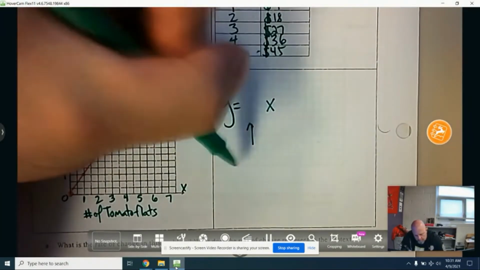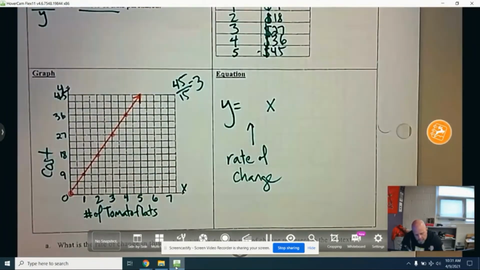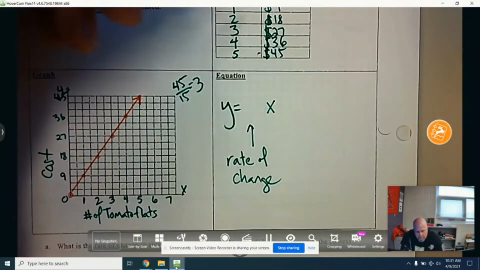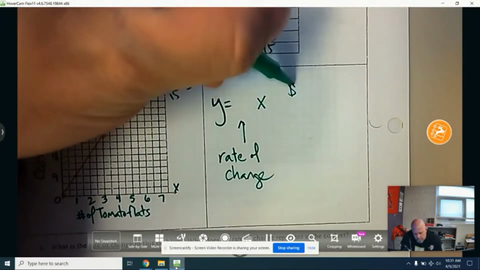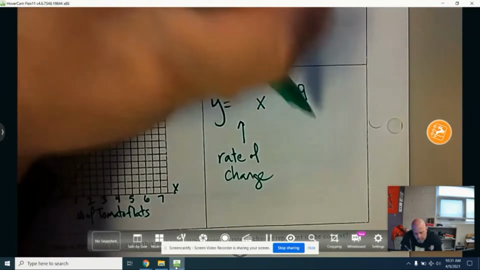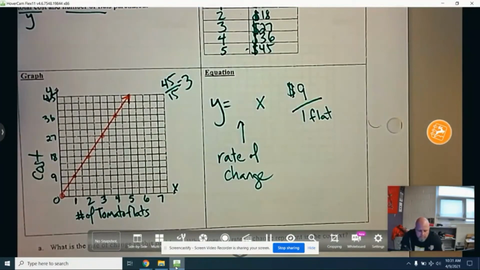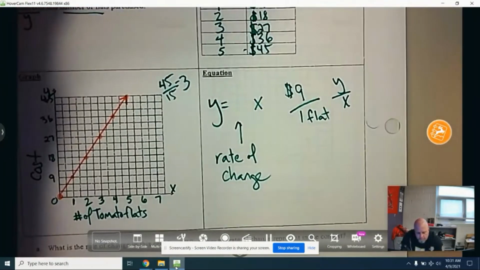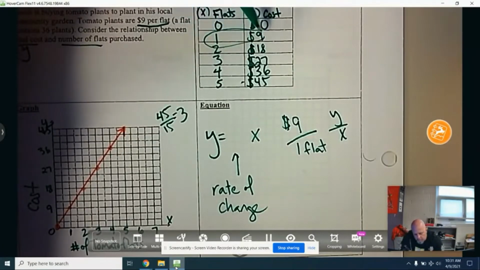Now remember, this right here is going to be our rate of change. Okay, so rate of change. So I'm looking at this graph here and I'm seeing, well, what is the rate of change? Well, the rate of change for this one, it's $9 per 1 flat. Okay, $9 per 1 flat. So your rate of change is always your y over your x. So if you have a 1, you should always use that to kind of figure out your rate of change. So you take the y, the cost, over the x.